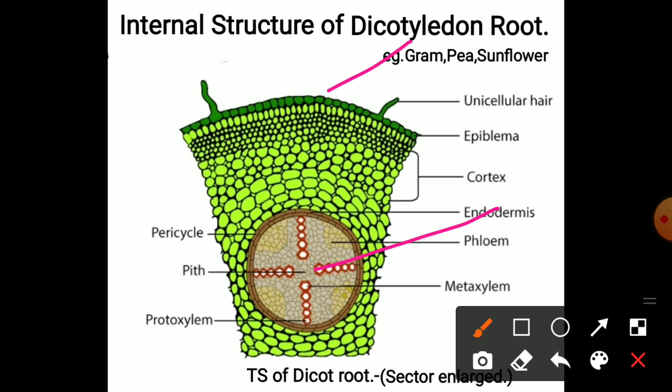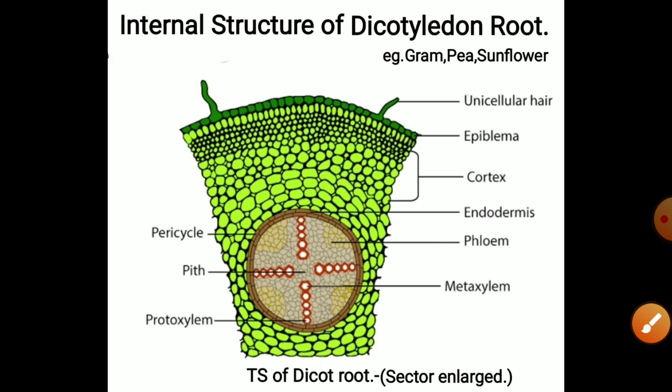So this much of the section out of the round ground plan is enough to describe how the different layers in the root are organized internally. This is the enlarged section of the total complete round section, the diagrammatic ground plan. This is the sector which we have enlarged, magnified over here, to observe the different layers composing the root internally.